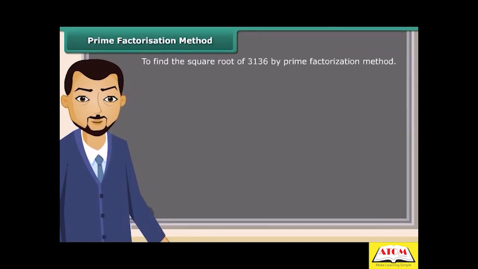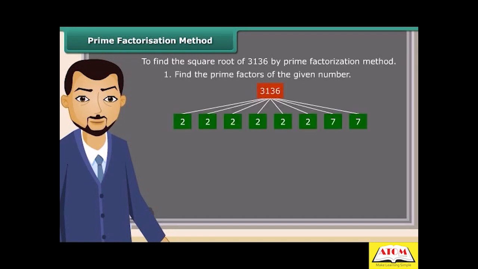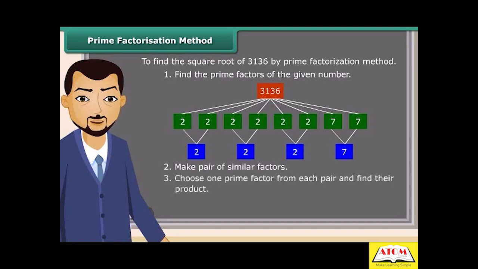Now we will try to find the square root of a number by the prime factorization method by following some steps. First of all, find the prime factors of the given number. Now make pairs of similar factors. After that, choose one prime factor from each pair and find their product. So, the product thus obtained is the square root of the given number.